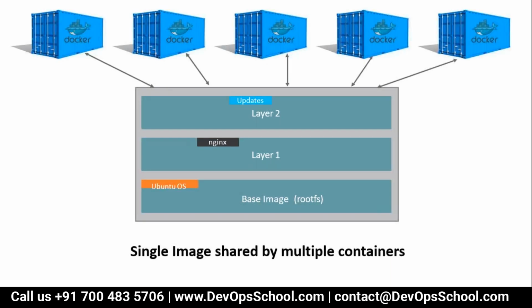Now all these layers come together forming one image, and from that you can create as many containers as you want. So a single layer is shared by multiple containers. If I go by this image, in each container you will find the root file system of Ubuntu, Nginx, plus updates in one go.